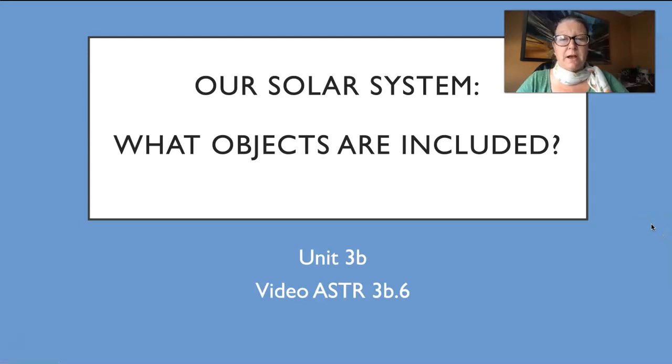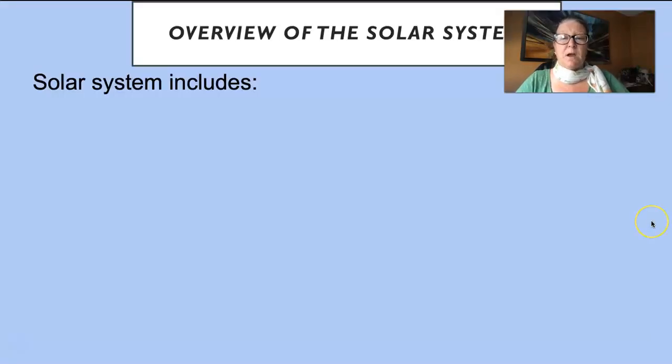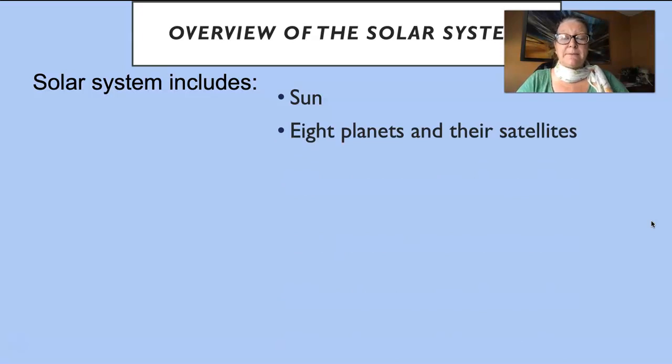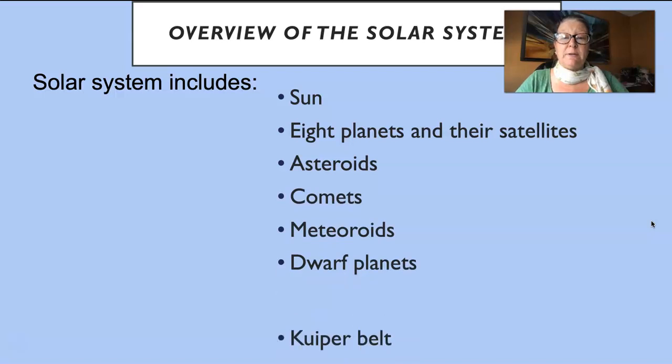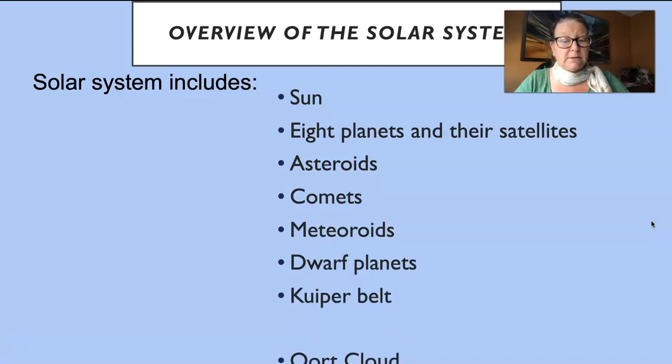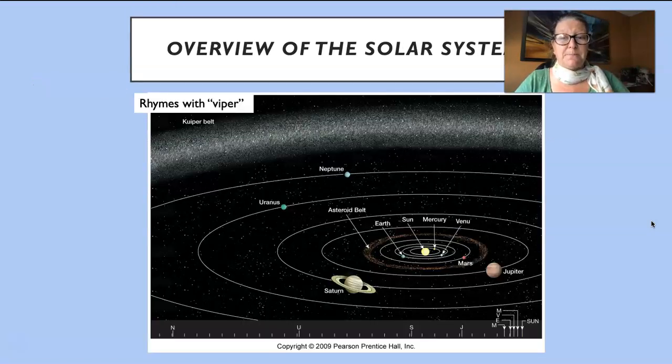What objects are included in our solar system? Our solar system includes our sun, which is a star, and we'll talk about stars next week. 8 planets and their satellites or moons, which we've already talked about, and then many other objects that we're going to talk about in this video. Asteroids, comets, meteoroids, dwarf planets, the Kuiper belt, and the Oort cloud.